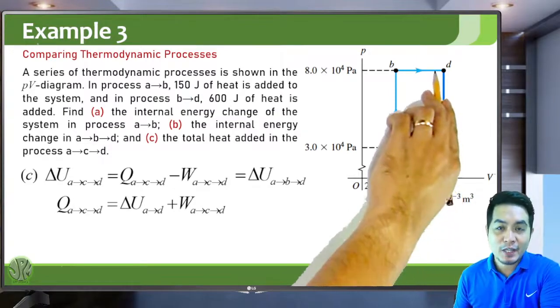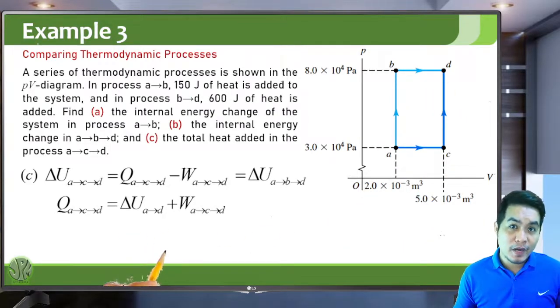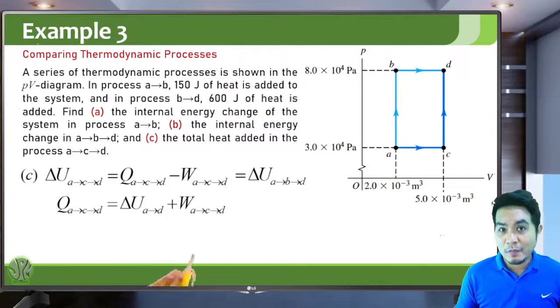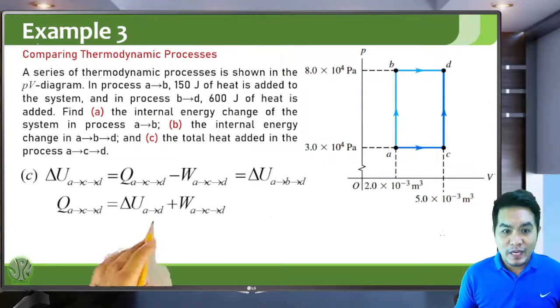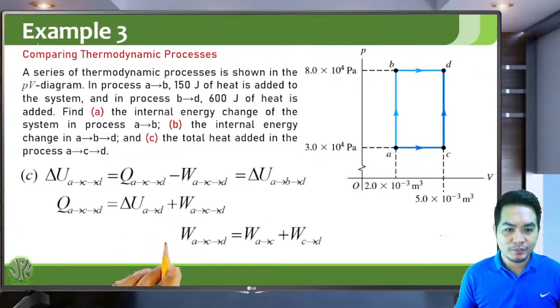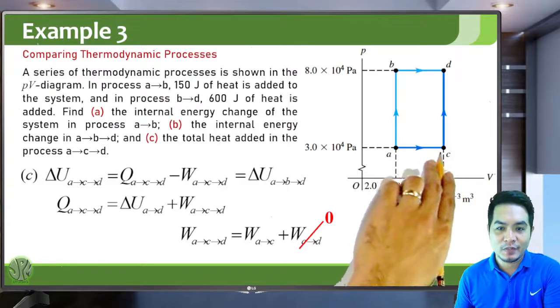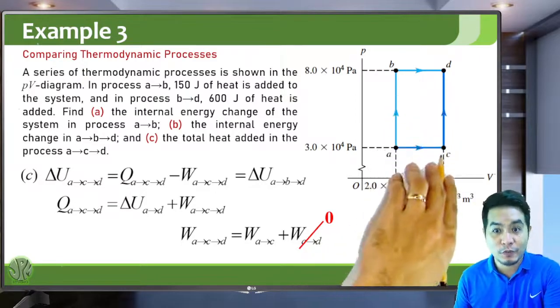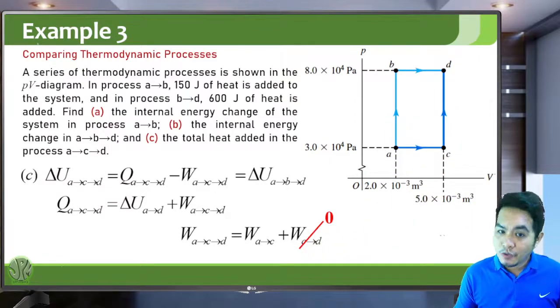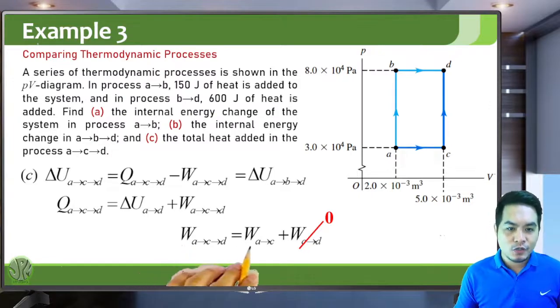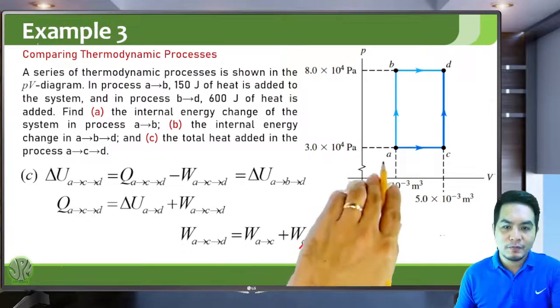C to D is an isocoric process, constant volume. Constant volume means there's no work, meaning the work from A to C to D is just equal to the work from A to C, because the work from C to D is 0. This is an isocoric process, constant volume. If there's no change in volume, there's no work done. Okay, so all we need to do is to solve for the work done from A to C.